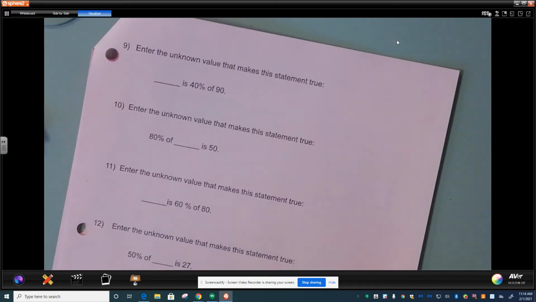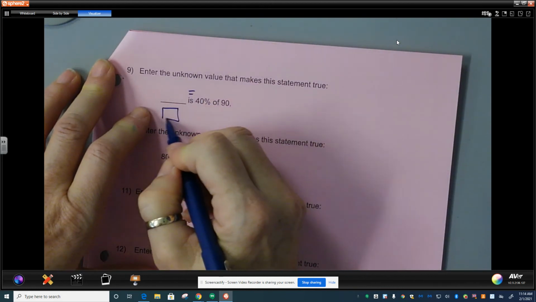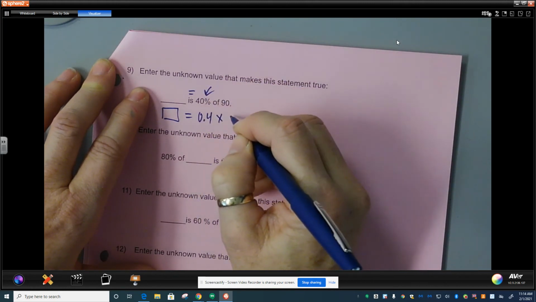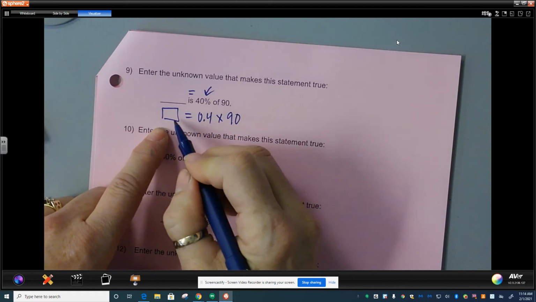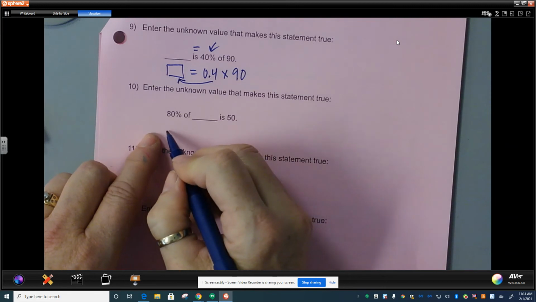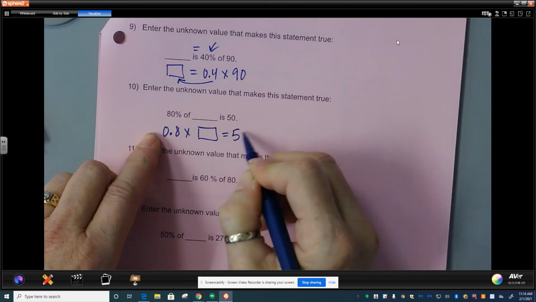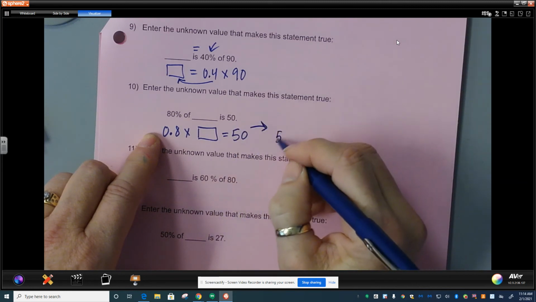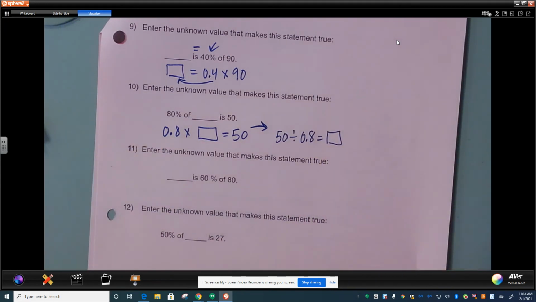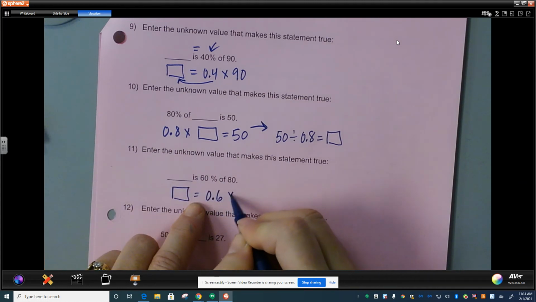Then turn the page. Okay, same idea. This time though, this is my equal sign. So this says empty box equals, make your decimal, 0.4 times 90. So you just have to multiply and put your answer in there. This one says 0.8 times empty box equals 50. So we rewrite it as 50 divided by 0.8 equals empty box. This says empty box equals 0.6 times 80.